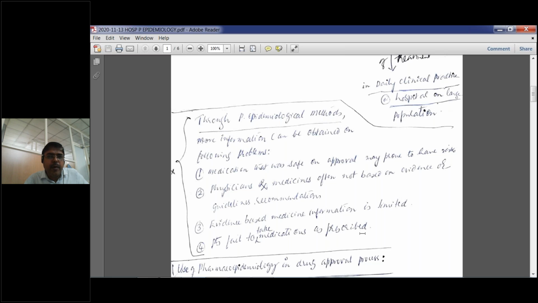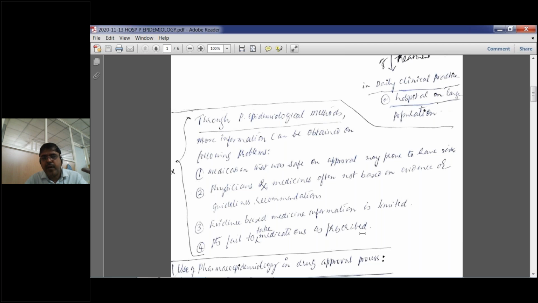So pharmacoepidemiology helps to understand whether the patients are taking the medicines regularly. If not, what are the reasons for not taking the medicines? Such assessment can be done through the pharmacoepidemiological method. So these are the general applications of pharmacoepidemiology in the hospital setup. This is where pharmacoepidemiology is useful in the hospital setup.